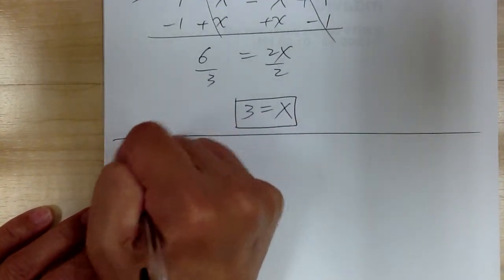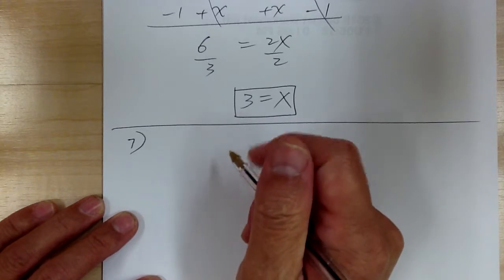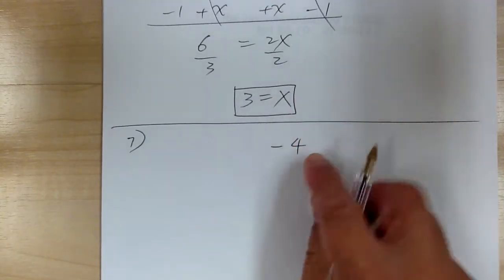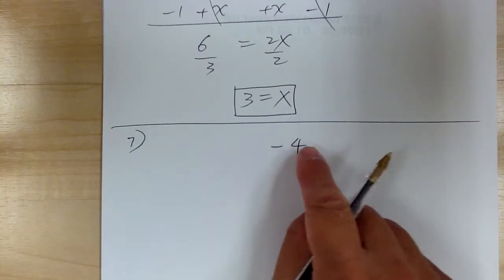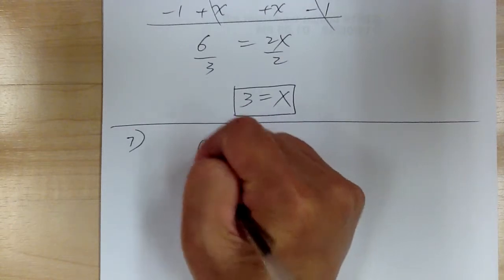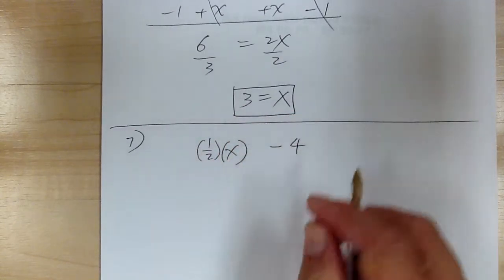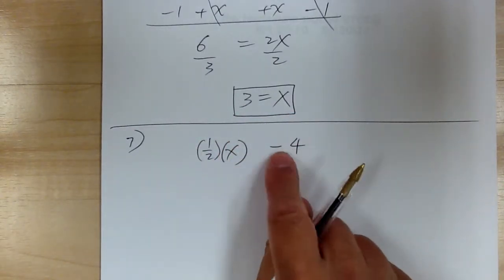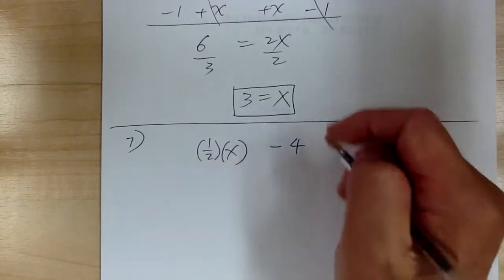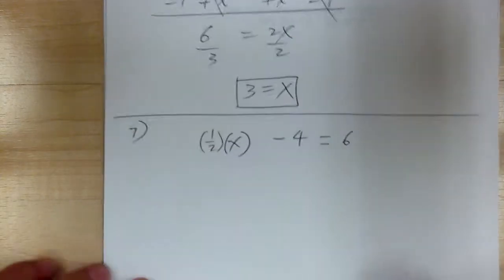Okay, let's go to number 7. It says when 4 is subtracted from, so when it's subtracted from, you have to point it back. So 4 is subtracted from 1/2 of the unknown number. Okay, so when 4 is subtracted from 1/2 of an unknown number, the result is equal to 6.